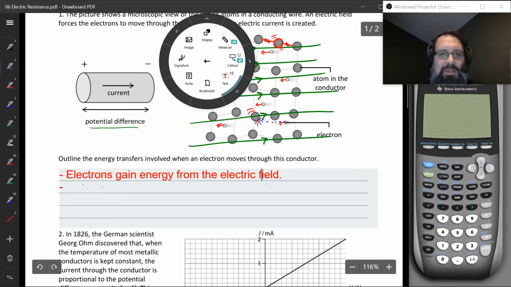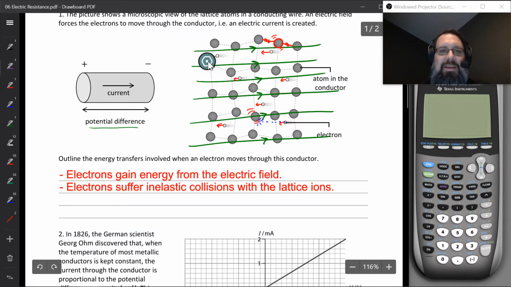All right. So eventually what's going to happen is the electrons suffer inelastic collisions with the lattice atoms. I'm going to call them lattice ions, because the fact that there are free electrons here means that they're no longer part of the atom, so they're not atoms anymore. Atoms is only when there's the same number of protons and electrons. So these are lattice ions. So the electrons suffer inelastic collisions with the lattice ions.